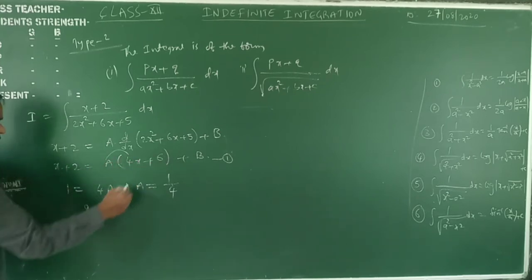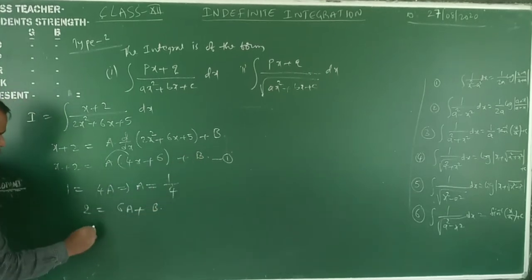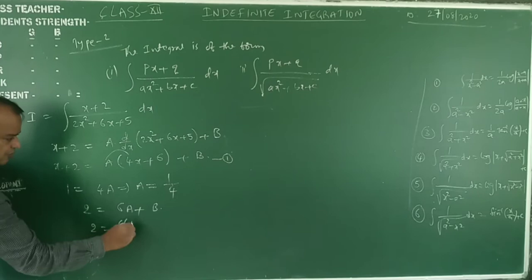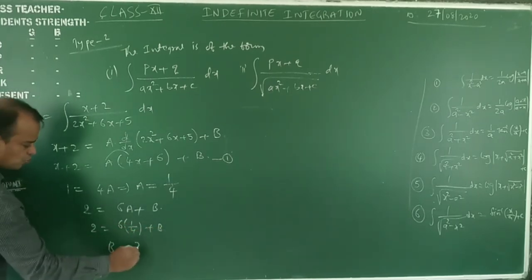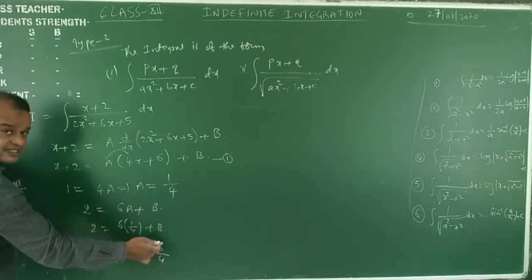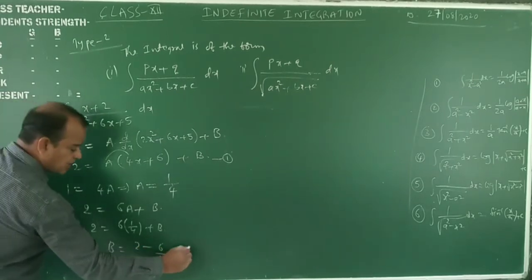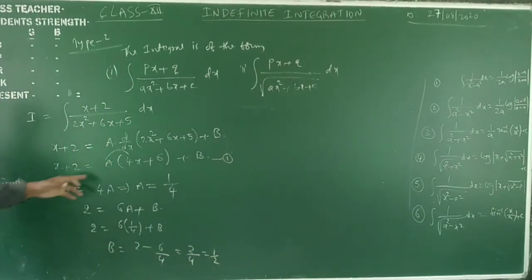Here the constant is 2, and on the other side it is A into 6, that is 6A, plus B. Now 2 is equal to 6 into the A value 1 by 4, plus B. Now B is equal to 2 minus 6 by 4. 4 twos are 8, 8 minus 6 is 2 by 4, which is 1 by 2. Those values you have to substitute in this one.